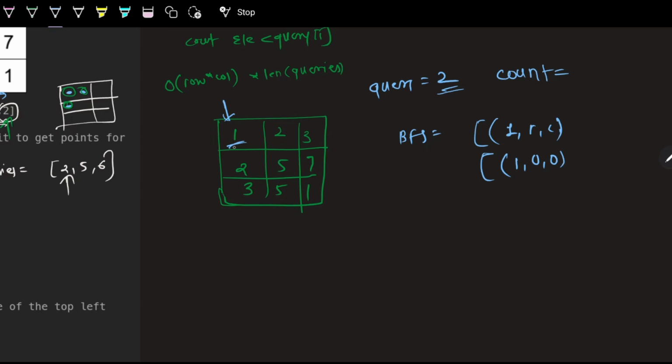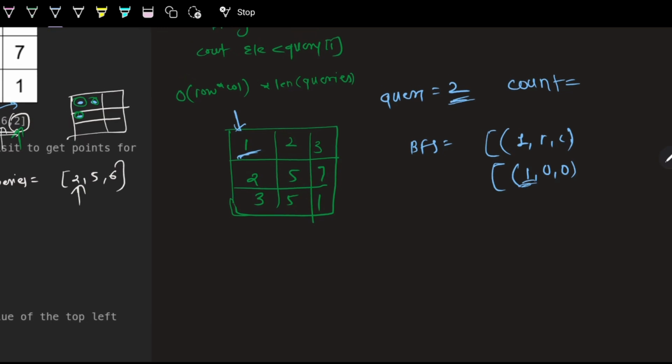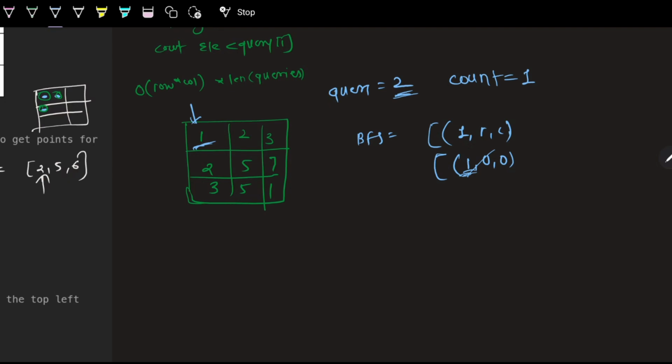Now I am here, my query element is 2. I will check, is this less than? Yeah, it is less than. So I will increment my count by 1. I will remove this and now put my neighbors. This is my neighbor, so it will be 2, 0, 1, because row is 0, correct? And I will also put 2, 1, 0. As this is a min heap, this will come first because it gives priority to the second element, that is row. Make sense?